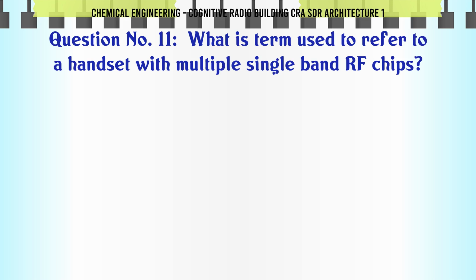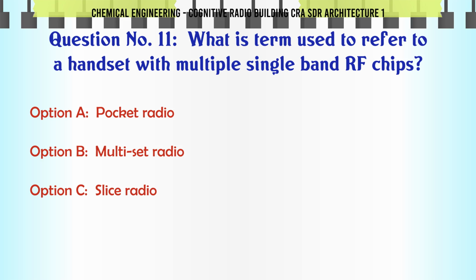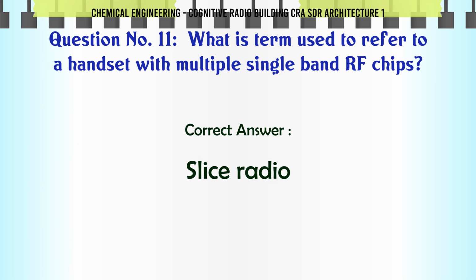What is the term used to refer to a handset with multiple single-band RF chips? A. Pocket radio. B. Multi-set radio. C. Slice radio. D. Fixed radio. The correct answer is slice radio.